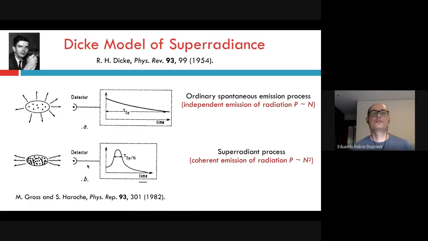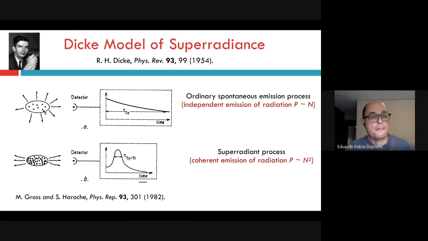The first application is in the Dicke model of superradiance. Okay, in order to understand what superradiance is, first we'll compare it with a system that is not superradiant. Suppose that we have a collection of atoms. You can think they are two-level systems, and they are separated far enough that one atom does not interact with the other atoms in the sample.